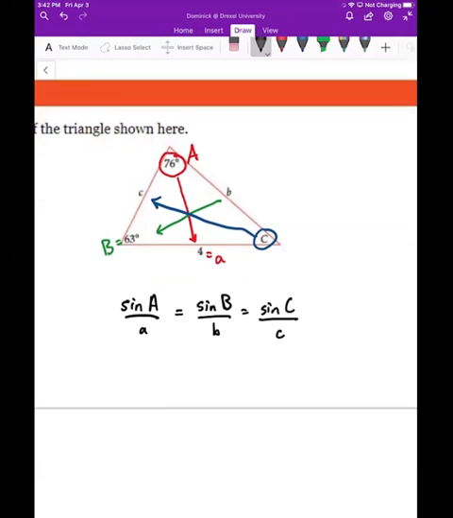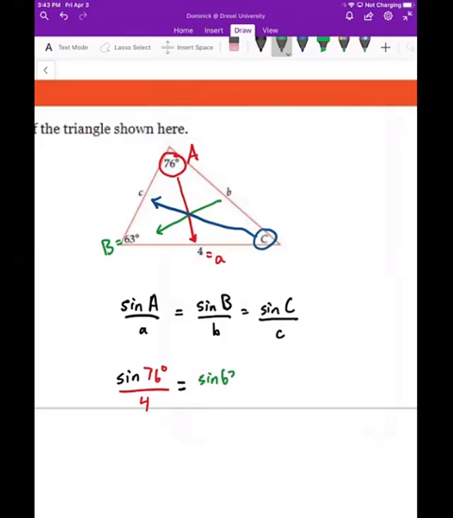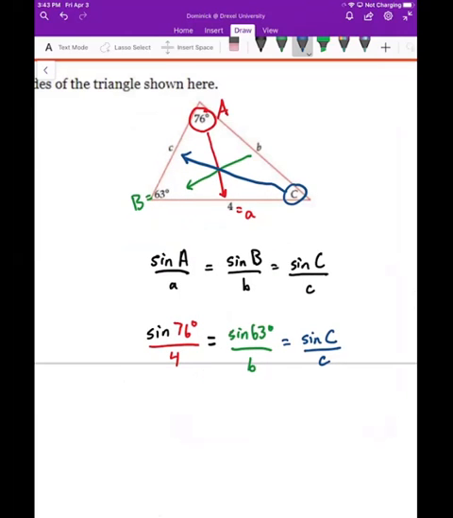Now let's fill in what we know. We know that A is 76 degrees, and we know that side A is 4. We also know that sine of B is sine of 63 degrees over side B. And actually, for side C, we don't know anything just yet. Okay, so with this, you're always going to start with one where you know 3 out of 4, right? So in sine C over C, we don't know either one of those. So we're going to start by looking at these two.